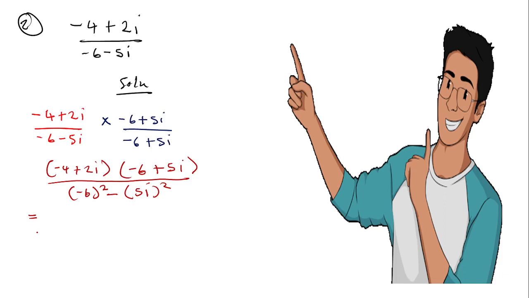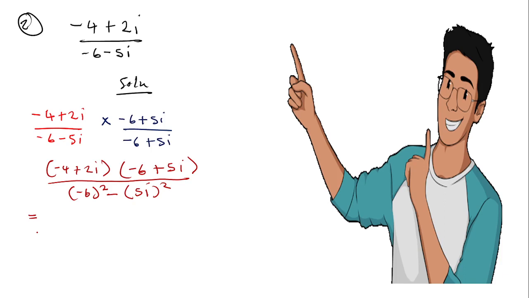After you multiply negative 4 by everything in the other bracket, you're now going to multiply 2i by everything. So this will be negative 12i when you multiply this by that, and then this times that is going to give you negative 10. Then over, negative 6 squared is simply 36, then 5 squared is 25, and i squared is negative 1, so it's just plus 25. Once you do that, you can go on to the next stage.